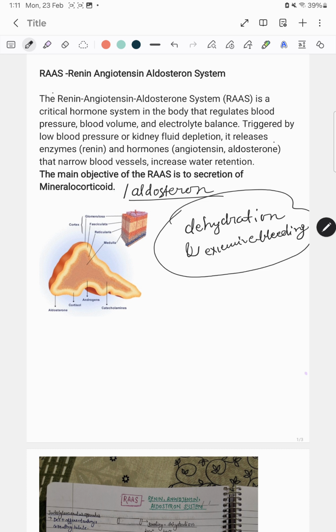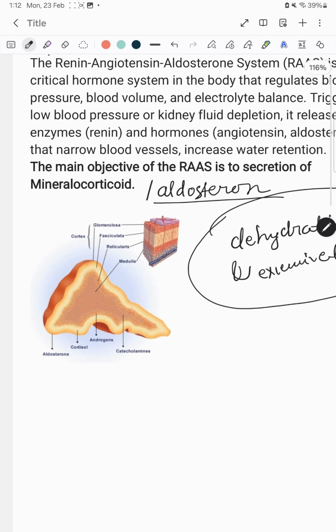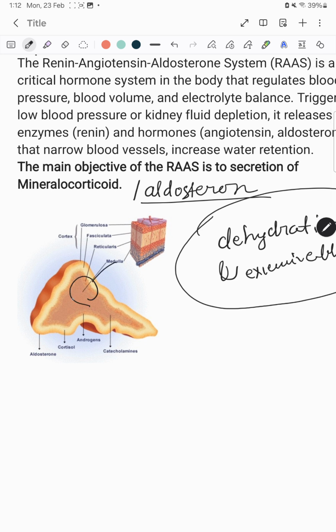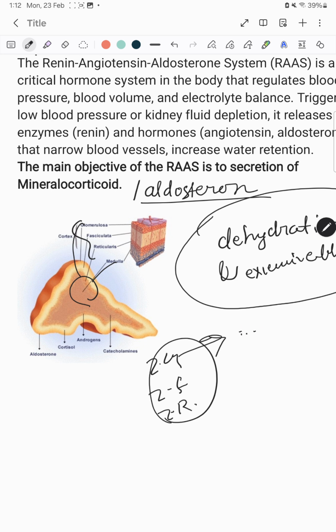So, where is mineralocorticoid secreted from? We have to do a brief study of the adrenal gland. The adrenal gland is an endocrine gland situated at the top of each kidney. It is divided into two layers. The middle one is known as the medulla and the outer one is known as the cortex. The cortex is again divided into three layers: zona glomerulosa, zona fasciculata, and zona reticularis. The zona glomerulosa secretes the mineralocorticoid, or aldosterone, which prevents our body from dehydration and excessive bleeding.